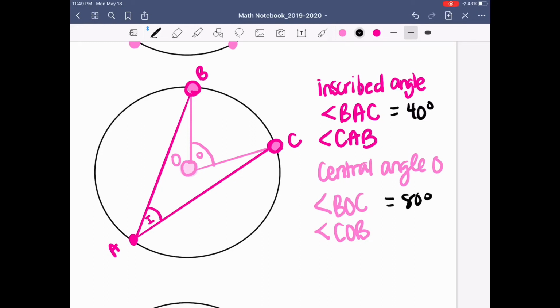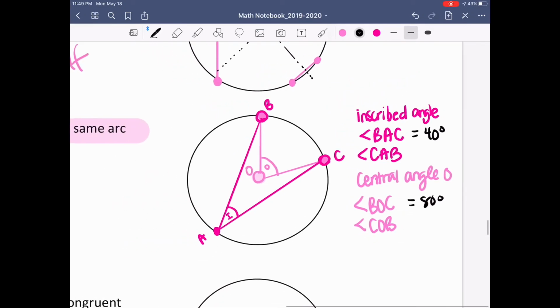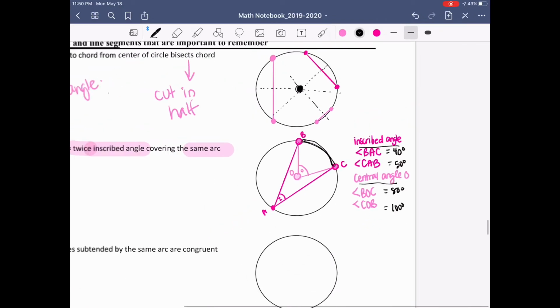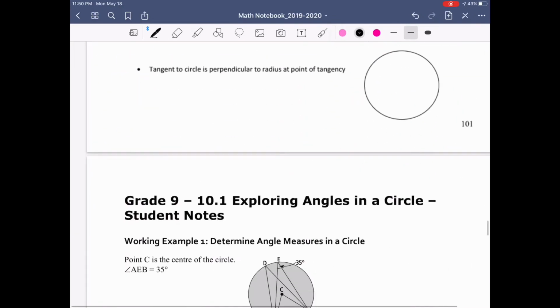And vice versa. This is something that you guys have to understand, okay? If the central angle is equal to 100 degrees, the inscribed angle would be 50 degrees, okay? The central angle is always double the inscribed angle if they share the same arc. So that's the first rule that you guys are going to go into depth with in 10.1.